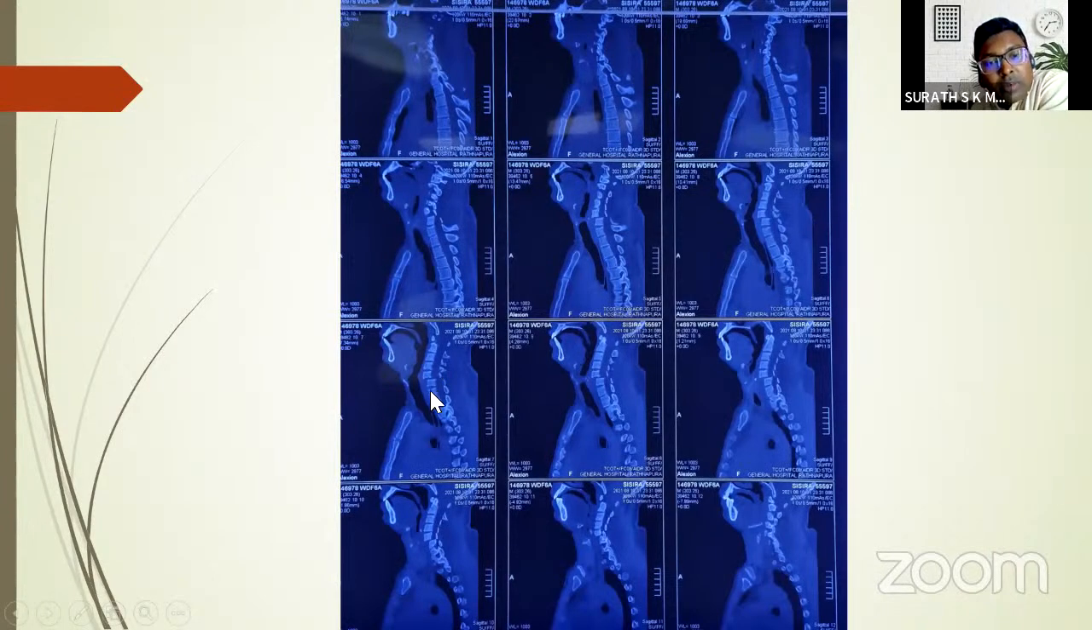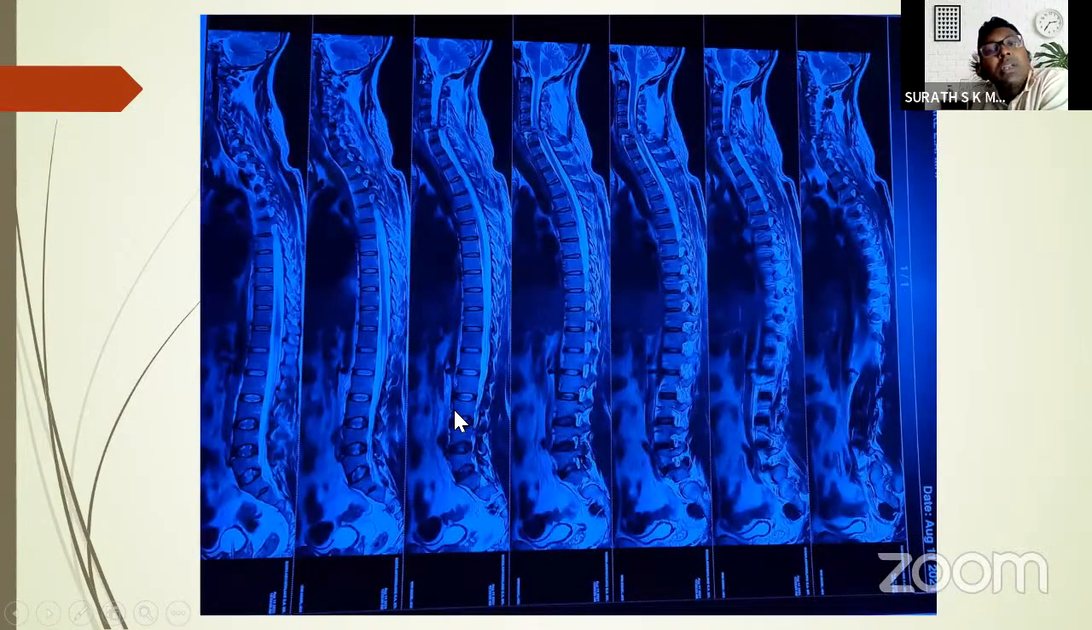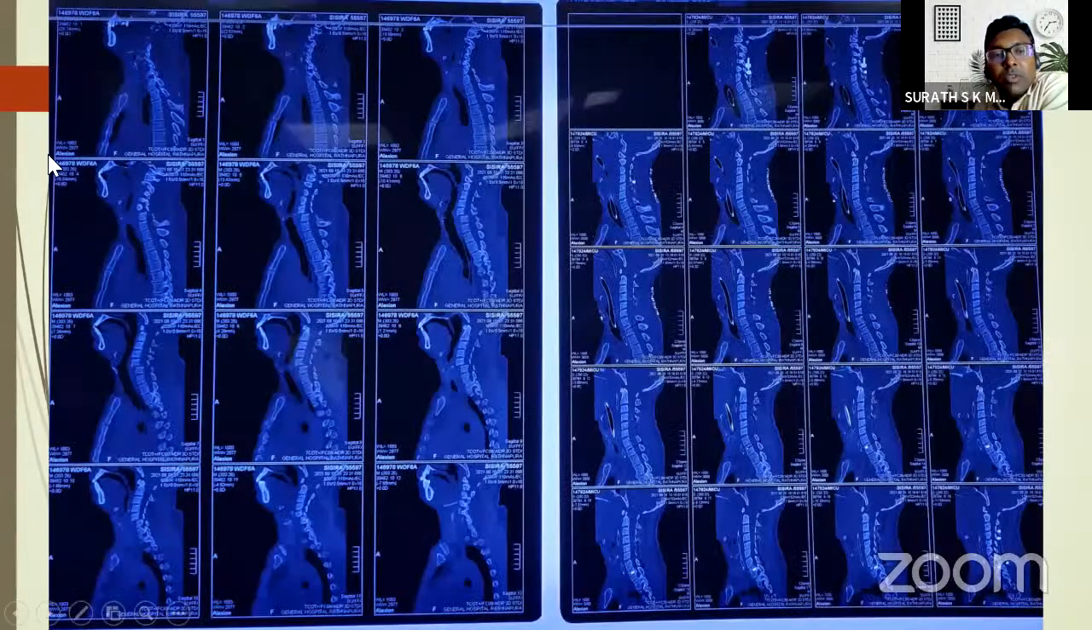So C2, 3, 4, 5. This is a C5-6 dislocation. I know there is a disc in this case. You can see the disc prolapse as well. But due to extensive soft tissue, PLC injury, posterior ligamentous complex injury, I decided to do a posterior only approach. So this is what he ended up with. There was a good reduction and good alignment. And I had to fix him from C3 all the way to T1 because there was extensive posterior ligamentous complex injury in this patient. So this is the pre-op and this is the post-op, you can see.